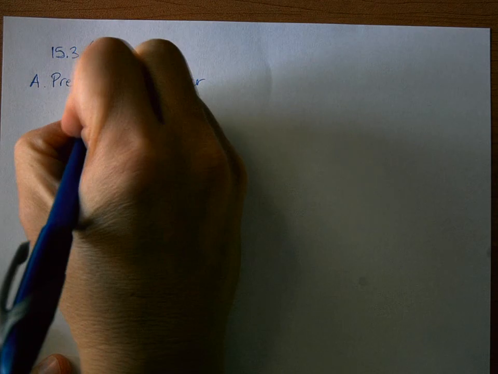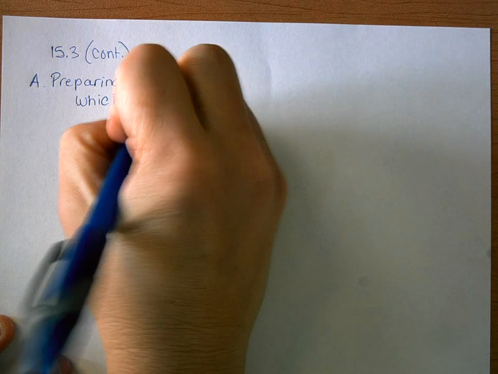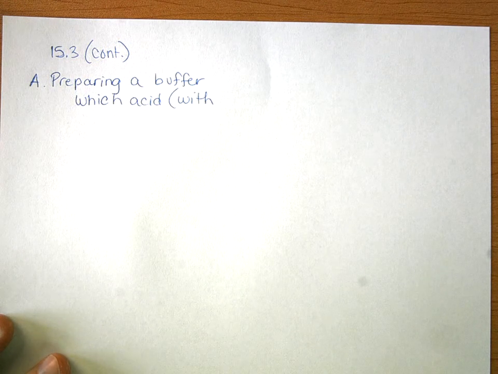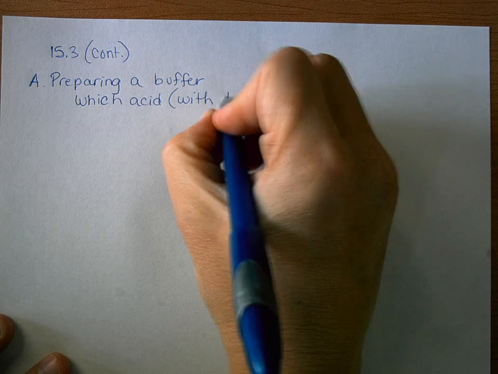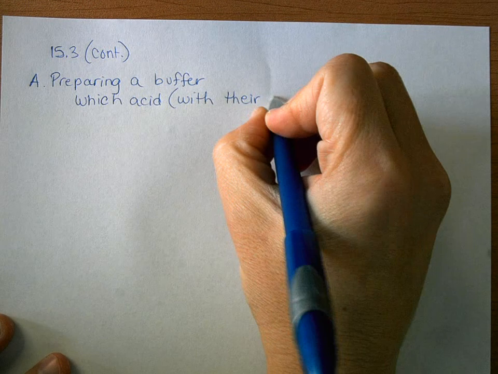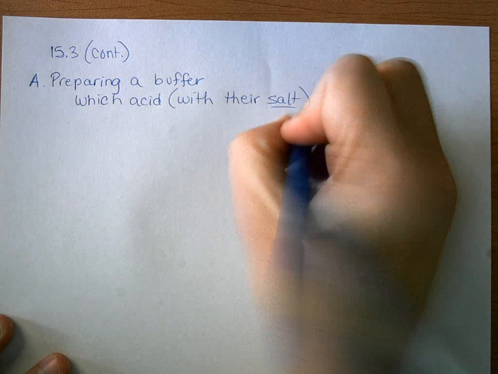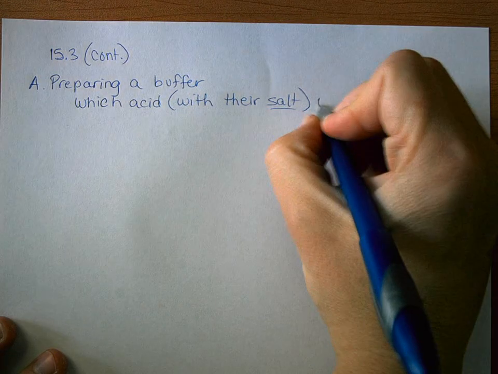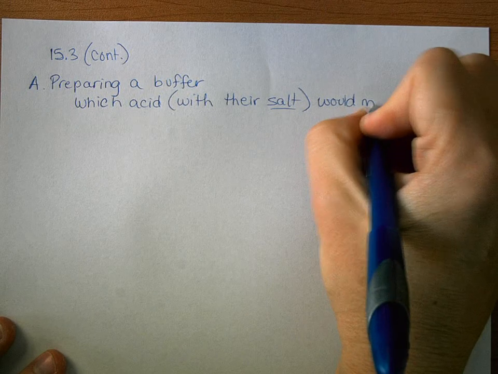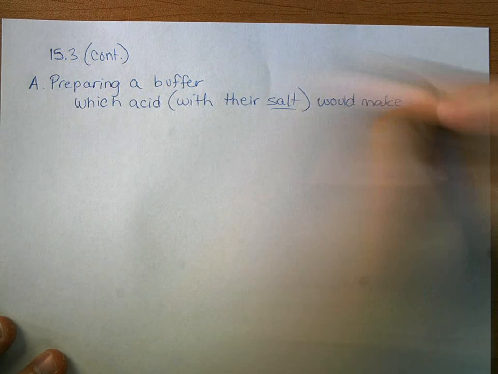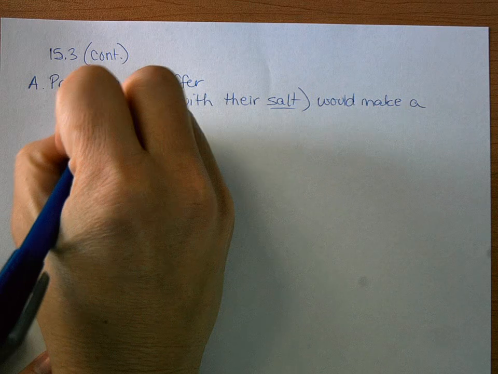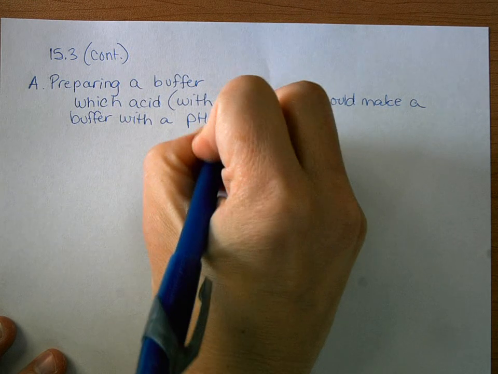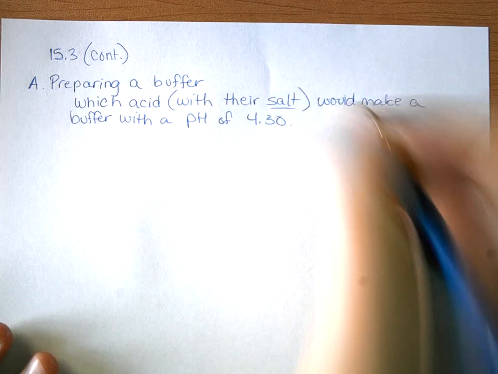So we'll say which acid, and since we're talking about buffers here, it's not just the acid by itself, it's which acid with their salt as well, because we need both to have a good buffer here. So which one would make a buffer with a pH of 4.30?